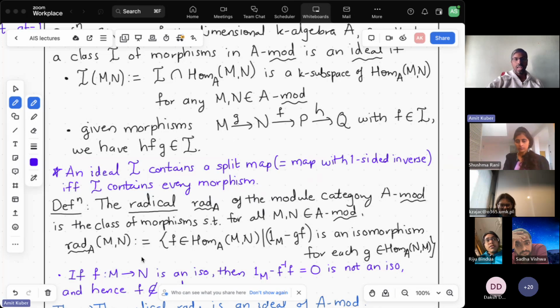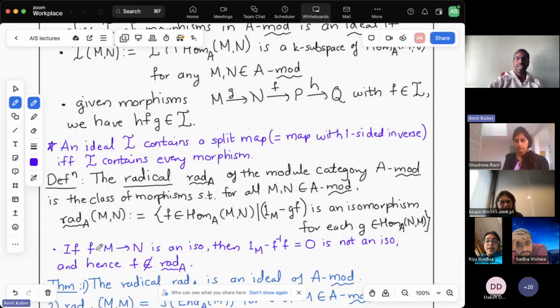Okay. So what will happen in the case of this radical? If F is an isomorphism, then 1M minus F inverse F is not an isomorphism, because it is 0. If F is an isomorphism, then F inverse F is identity. So 1M minus 1M is 0, and 0 is not an isomorphism, and therefore an isomorphism does not lie in the radical.